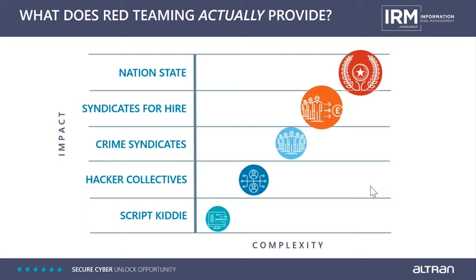A nation state might be interested in a utility company or a critical national infrastructure organisation. However, they're less likely to be interested in a luxury goods retailer or something like that, which would be more around the crime syndicates and syndicates for hire. So we always look at the level of threat actor that we're simulating within a red team to give an organisation a clearer view and picture of how they would respond to an attack from someone of that level of sophistication, using the same techniques, tactics and procedures as those organisations or people. So yeah, always start with who is the threat actor and who are we emulating or simulating as part of the red team exercise.